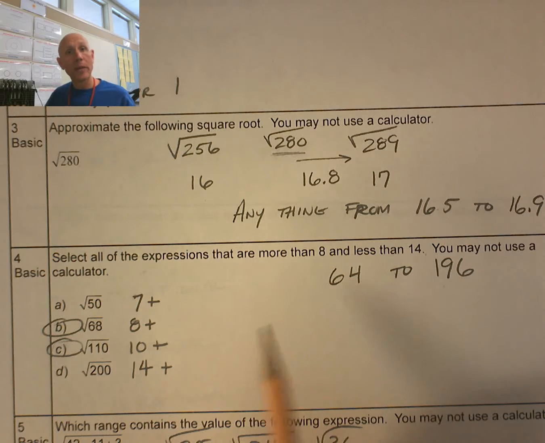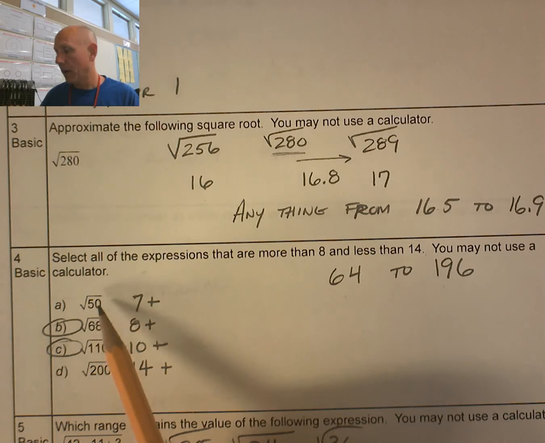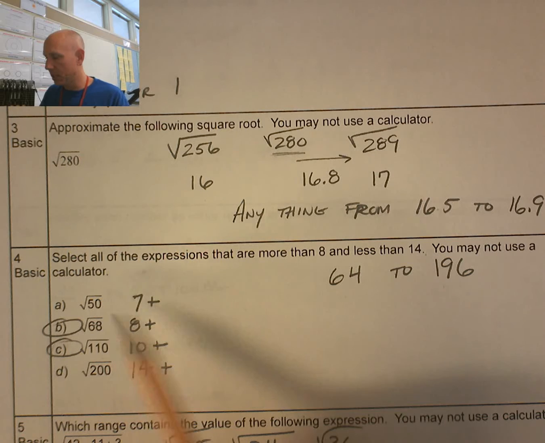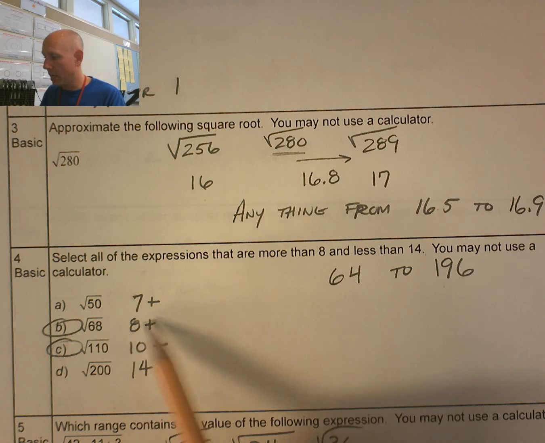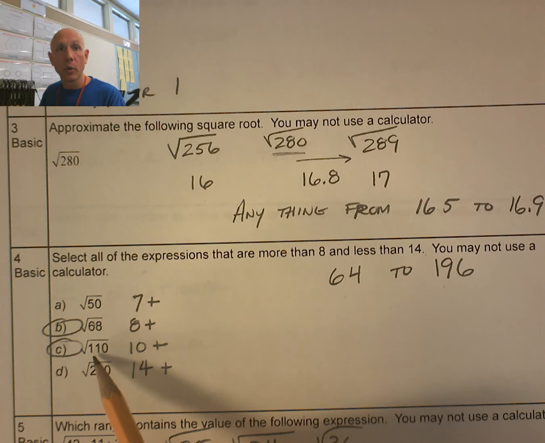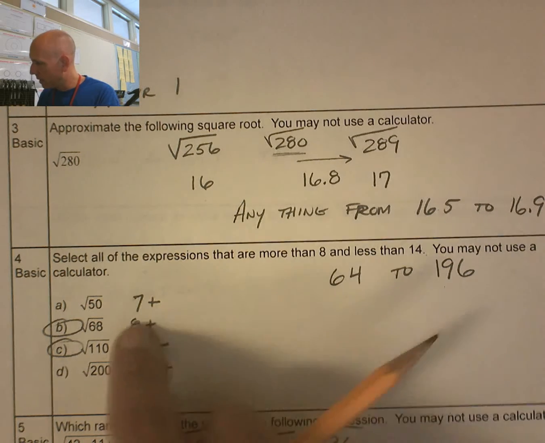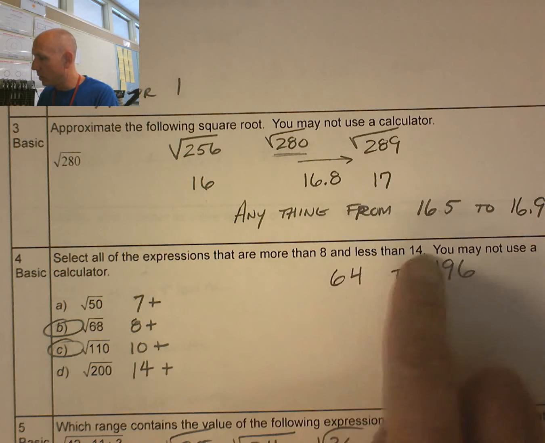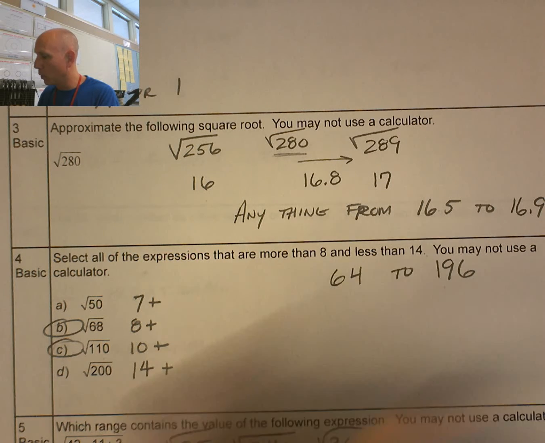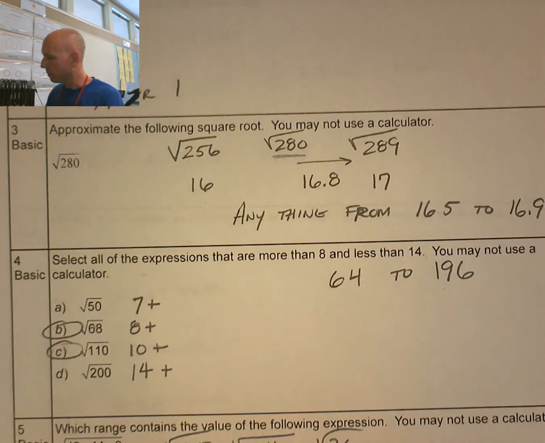The other way is to just go through and estimate each of these square roots. If I estimate the square root of 50, it's a little bit more than 7, so 7 plus. Square root of 68 is a little bit more than 8, so 8 plus. Square root of 110 is a little bit more than 10, so about 10 plus. And the square root of 200 is about 14 plus, a little more than 14. So 7 plus isn't between it, 8 plus is between it, 10 plus is between it, 14 plus is not between it.